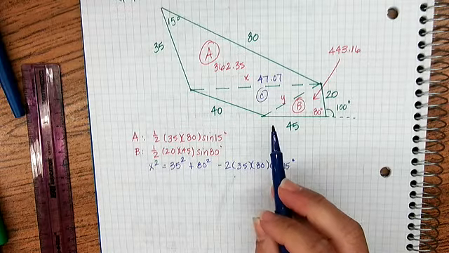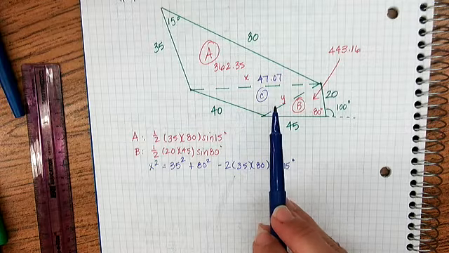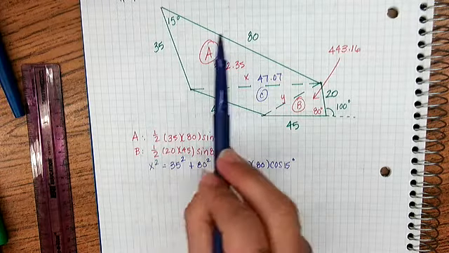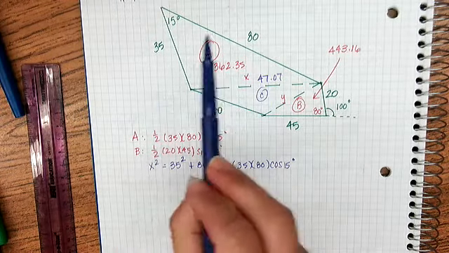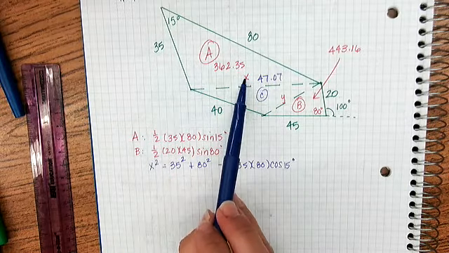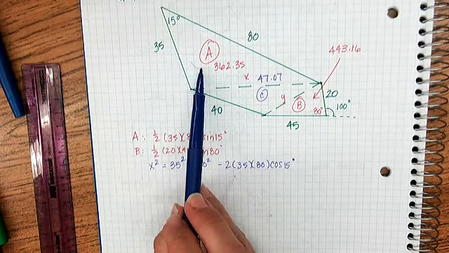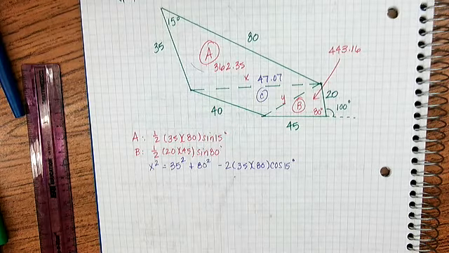I can find side Y, then I can use Heron's formula. I could have used Heron's formula for section A, because I know the 35, the 80, the 47.07. So I could have used Heron's formula for section A. If you do that, you should get 362.35.